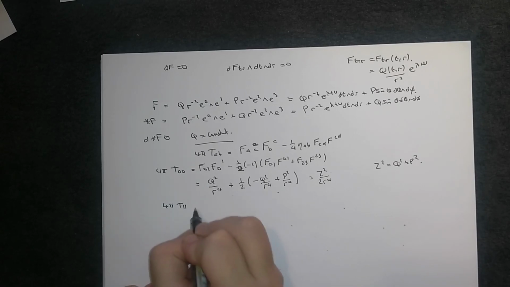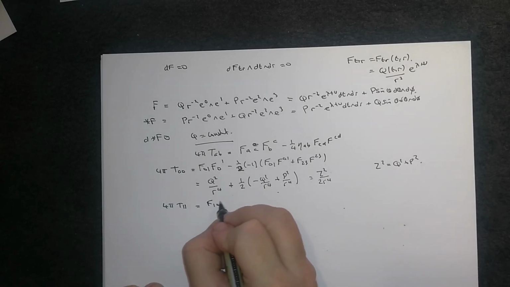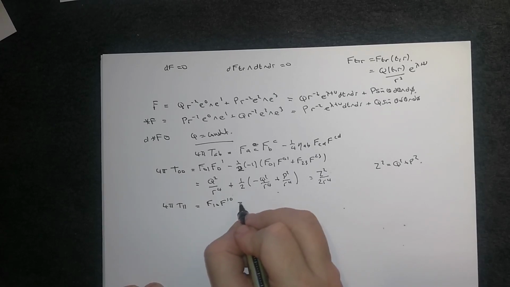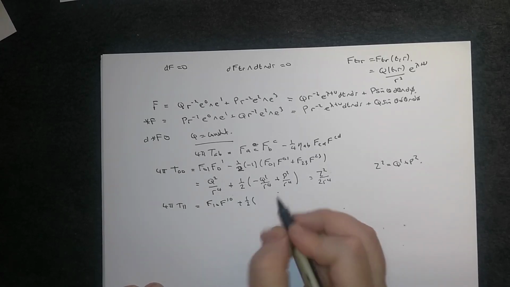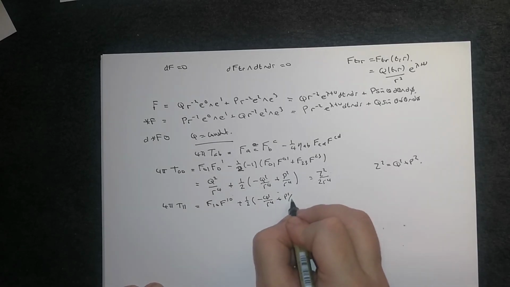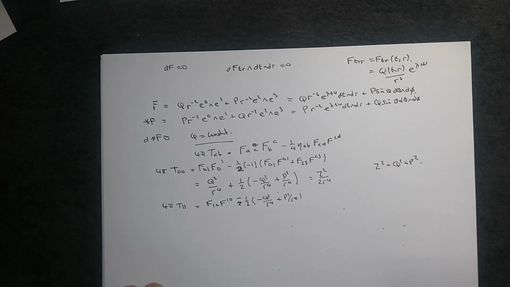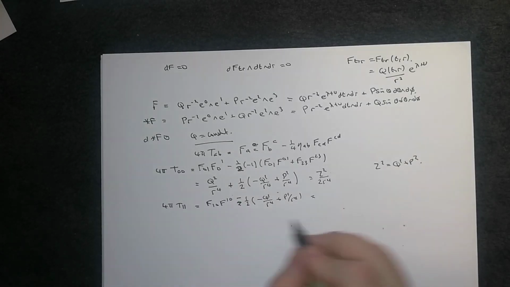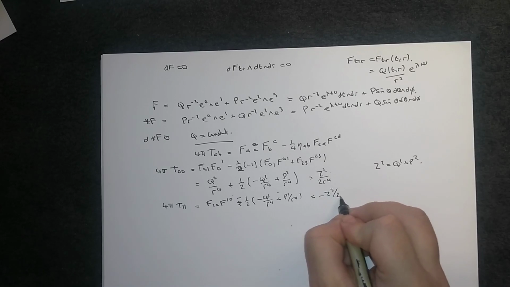4 pi t11 is f10, f10 plus a half minus q squared over r to the 4 plus p squared over r to the 4. Actually, that's a minus sign. Well, this is the same as this, but we had to raise a 0, so we get the opposite sign. So that's minus z squared over 2r to the 4th.